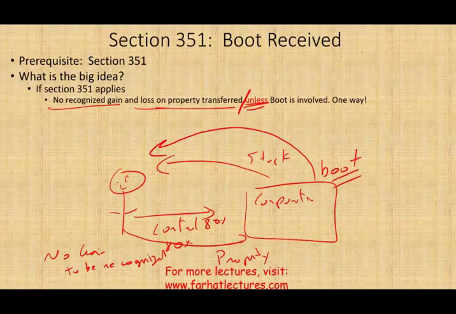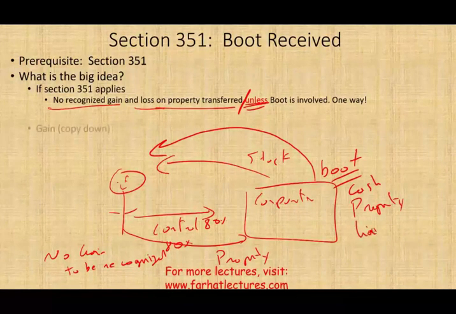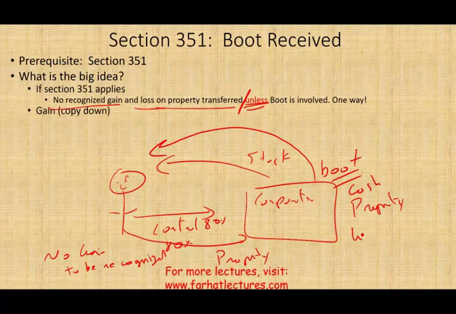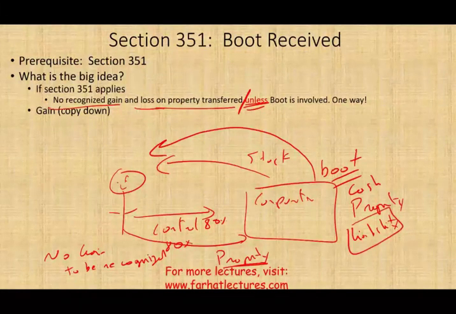Now, what is a boot? It means the corporation might give you, in addition to the stock, cash, or some sort of property other than the company stock. And we're going to see later that a liability, if they assume a liability on your behalf in certain circumstances, we're going to see this shortly. Sometimes, if you give the company a piece of property and that piece of property has a liability attached to it, that might be considered a boot. We'll talk about the liability later. But this is the overall idea.